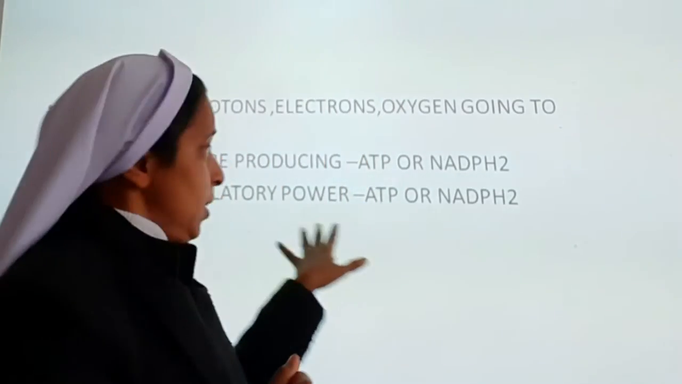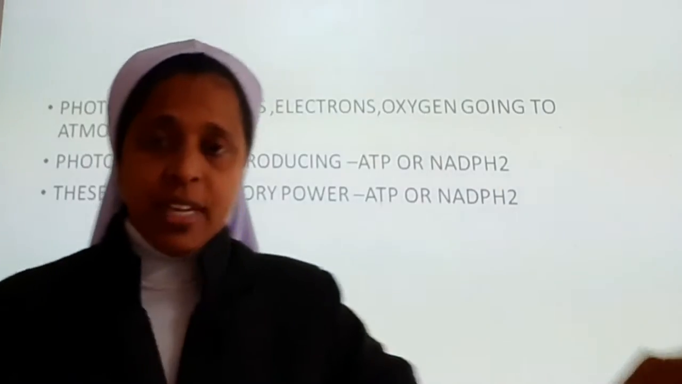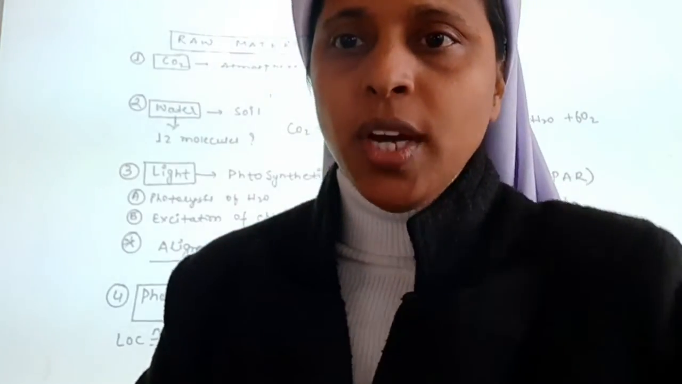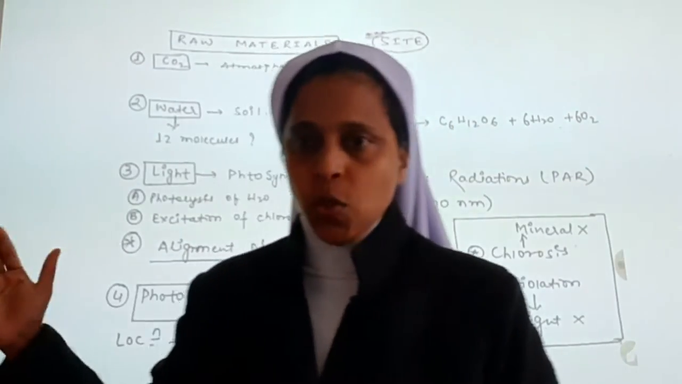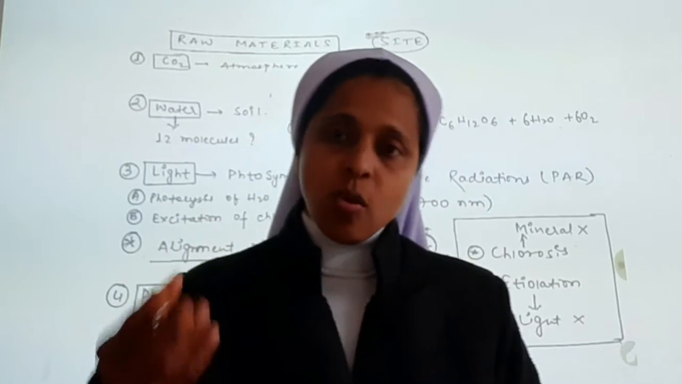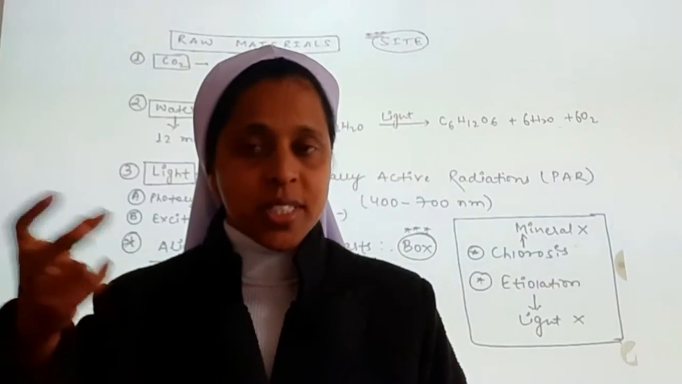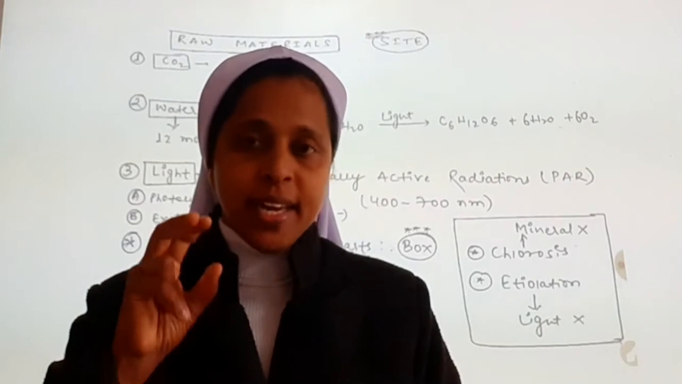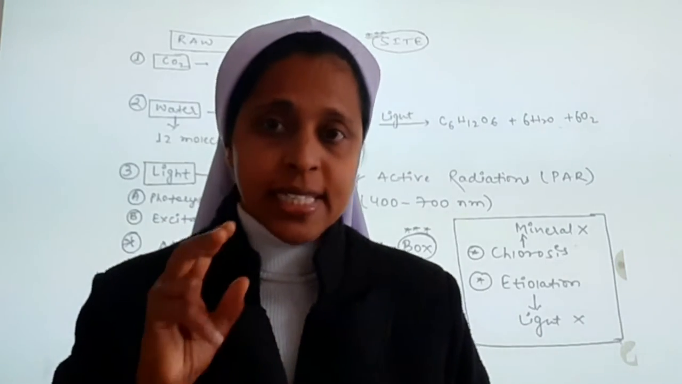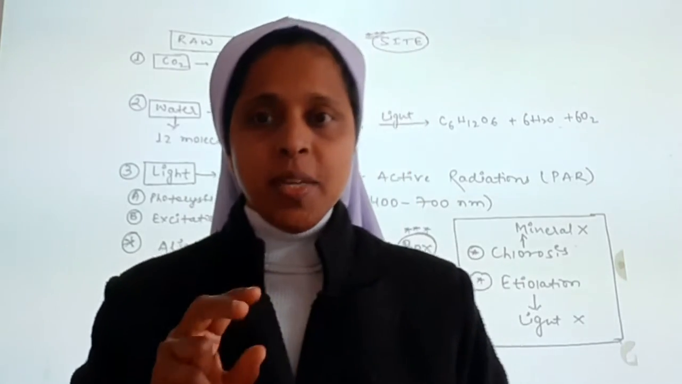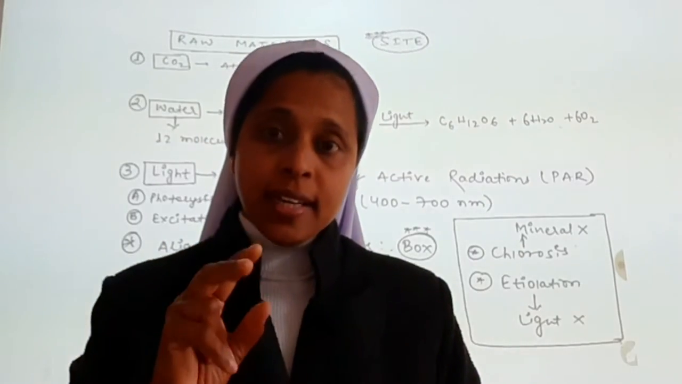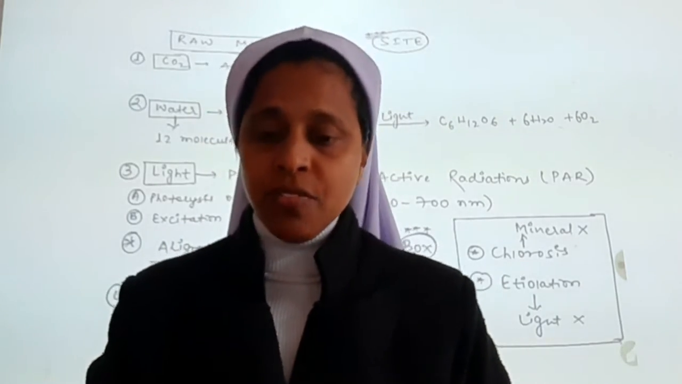So what are this ATP and NADPH2? These are the assimilatory power here. That is very, very important that you have to remember. So in the photolysis of H2O, protons, electrons and oxygen are produced. Oxygen is released to the atmosphere. Protons and electrons will be forming ATP, energy. ATP is adenosine triphosphate. ATP and NADPH2 are the assimilatory power that we are using here.